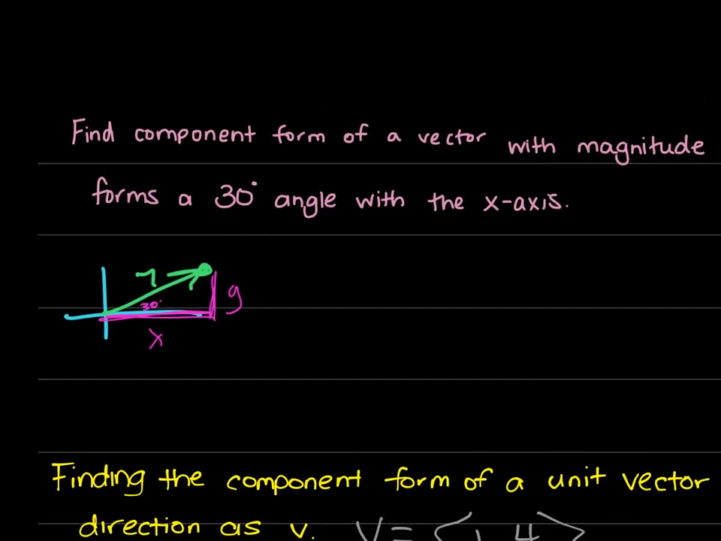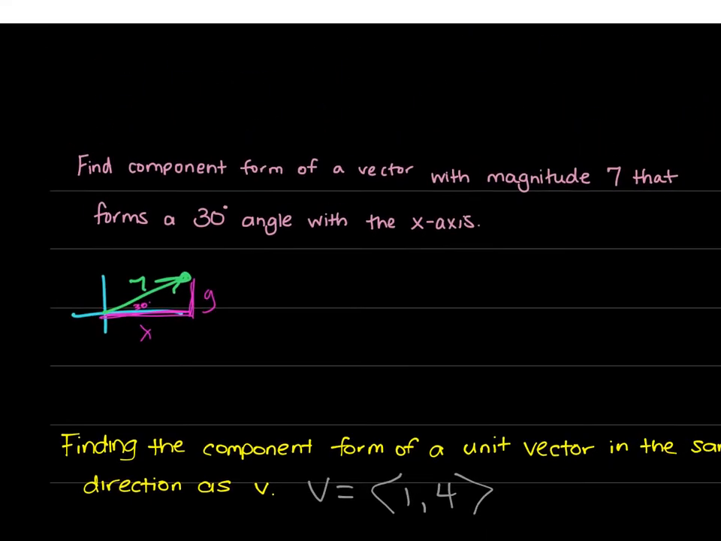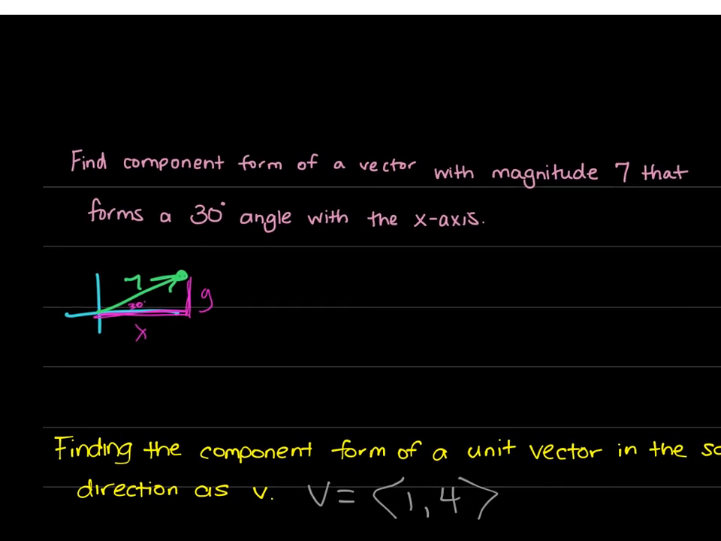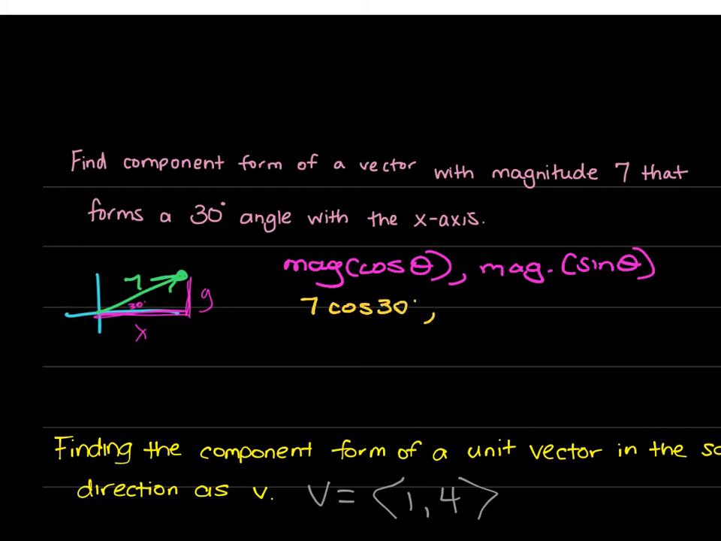Something like this, where it just says find the component form of the vector with the magnitude that forms an angle, you would do the magnitude times the cosine of the angle, comma, the magnitude times the sine of the angle. And then that angle would be unit circle based. You'd plug in the value, you'd simplify. So in this case, it'd be 7 cosine 30 degrees, comma, 7 sine 30 degrees.